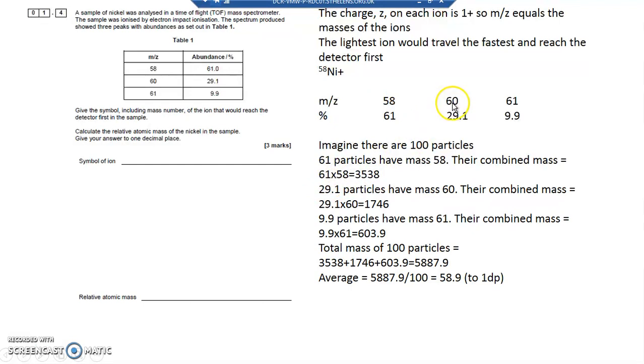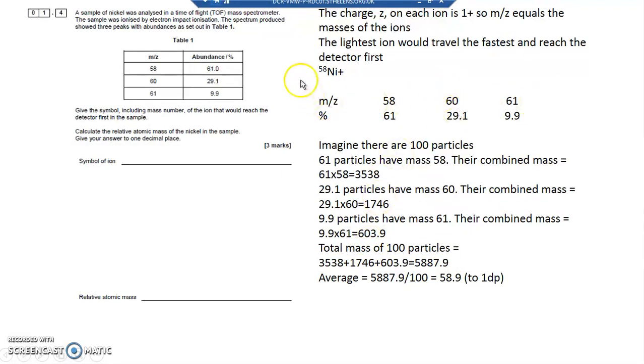I've got Ni ions of mass 60, and I've got 29.1 of those, so 29.1 Ni+ ions have a mass of 60, so their combined mass is 29.1 multiplied by 60, 1746, and I've got 9.9 Ni1+ ions of mass 61, so multiply those two together, so their combined mass is 603.9. So if I add up the mass of all of these particles, the 3538 added to the 1746 added to the 603.9, I end up with 5887.9. That's the mass of all of these atoms.